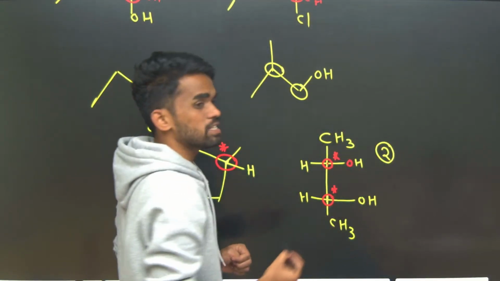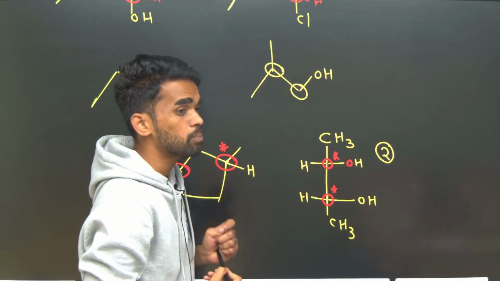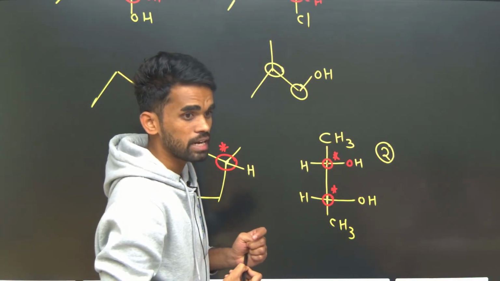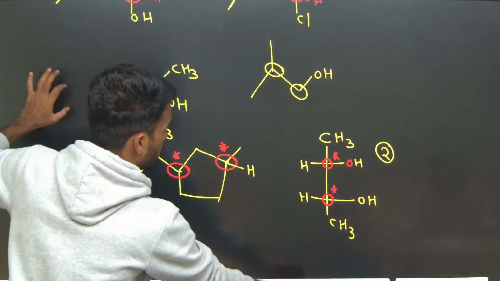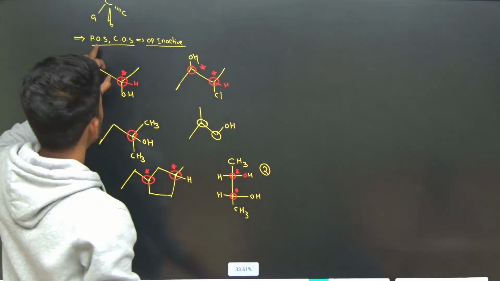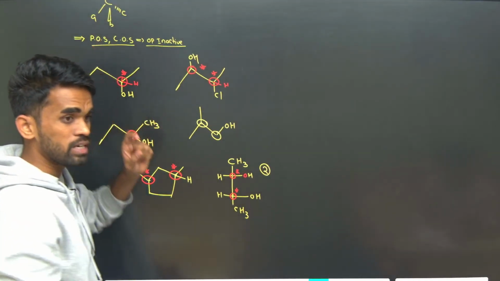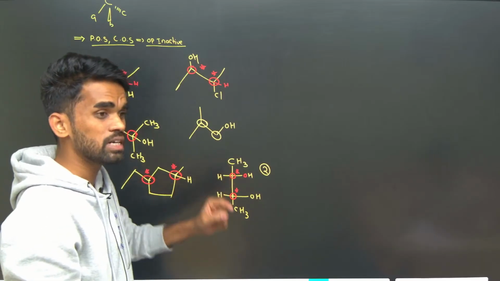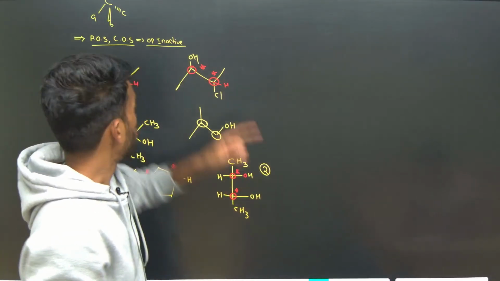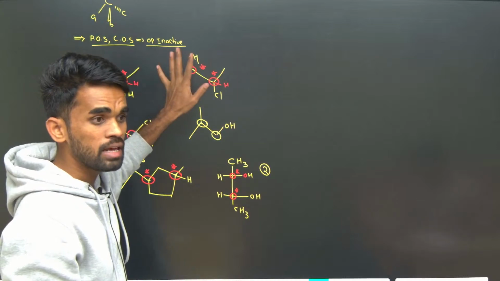You might be thinking it is optically active, but it is optically inactive. Why is it optically inactive? See, what is one more factor I told you here? Condition: even though the molecule contains chiral centers, along with that if it is having a plane of symmetry or center of symmetry, it is optically inactive.